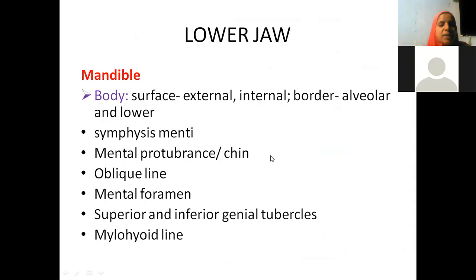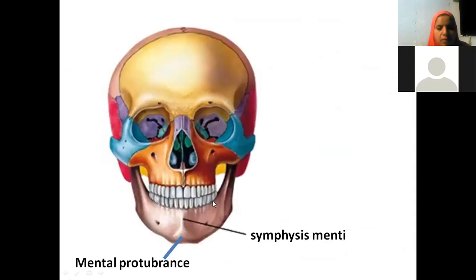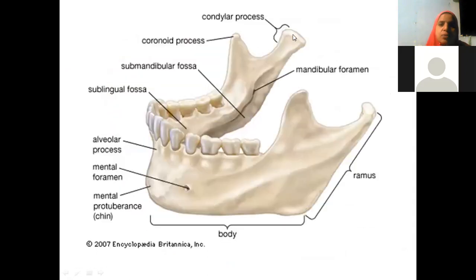So the lower jaw is the mandible. It has the condylar process and coronoid process. This is the mandibular notch. This area is the ramus. This is the body. The junction of ramus and body is called the angle. And in the body, you will have a hole which is called the mental foramen.